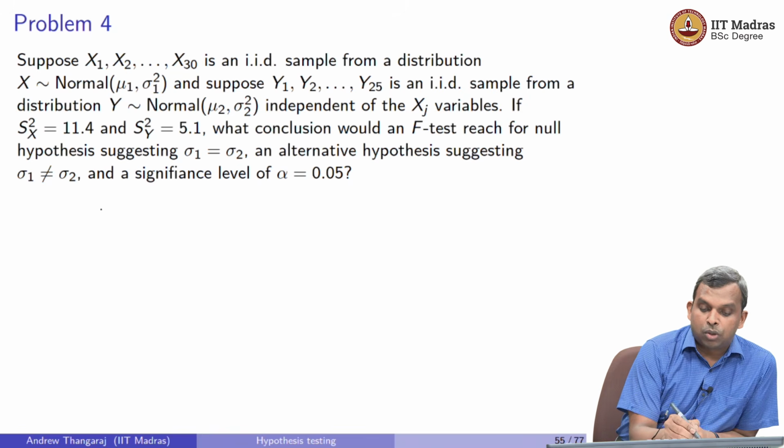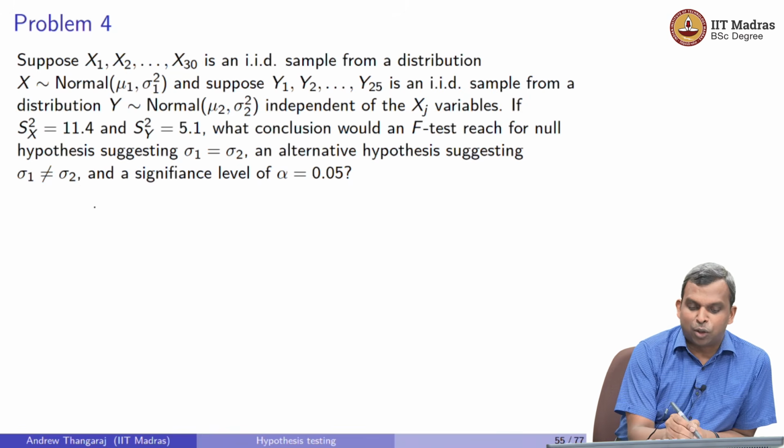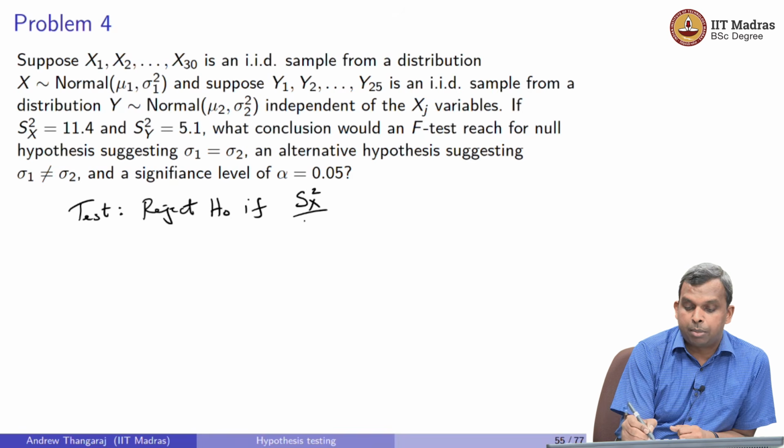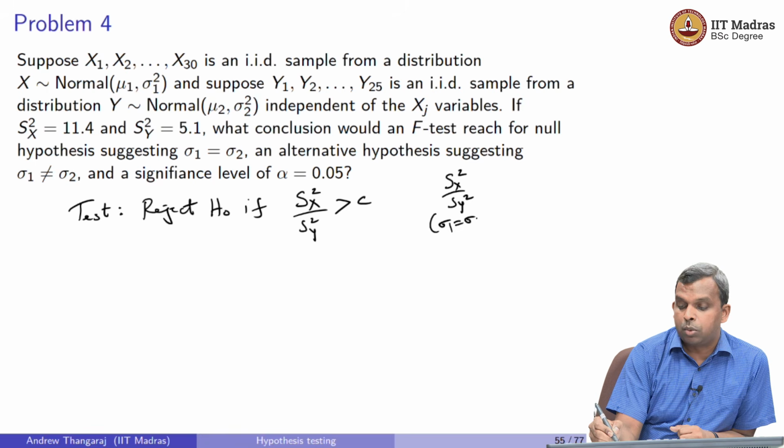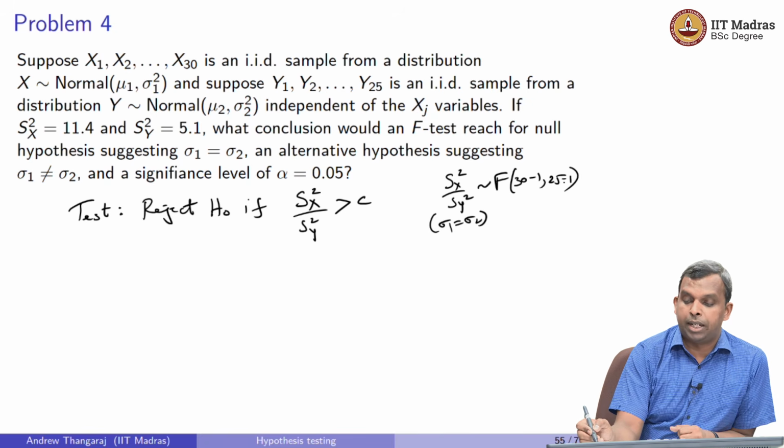I'm going to write down the answer directly. So what's going to be the test? The test in this case is reject H naught if Sx squared by Sy squared is greater than some C. And we know that this Sx squared by Sy squared, for sigma 1 equals sigma 2, is actually F of 30 minus 1 comma 25 minus 1, right. So 29 comma 24, n1 minus 1, n2 minus 1.